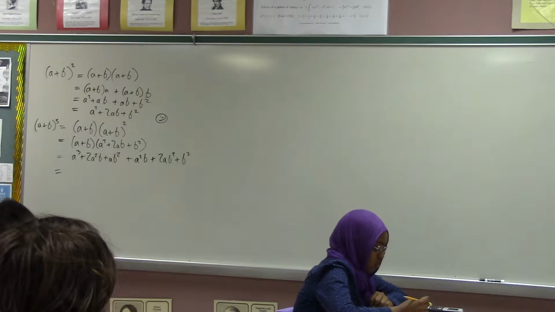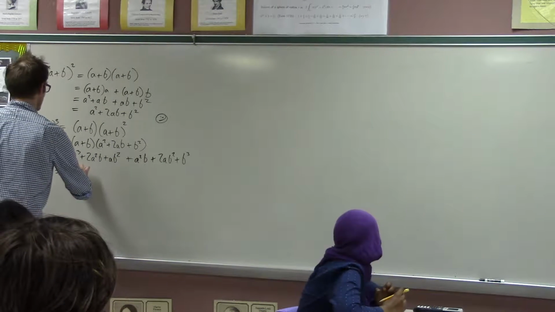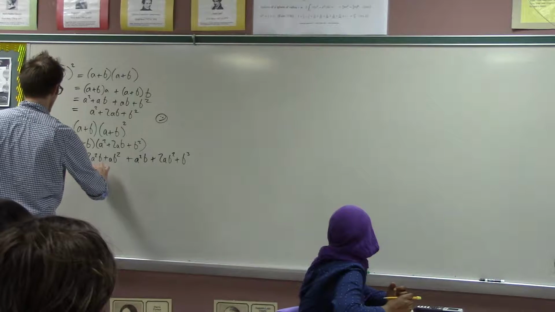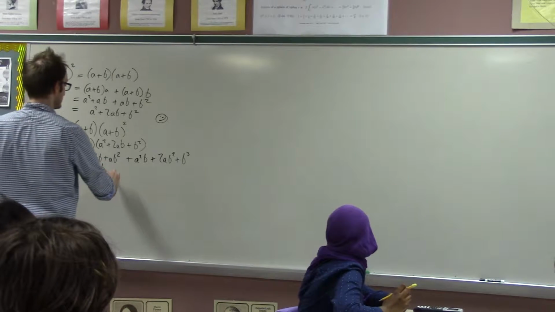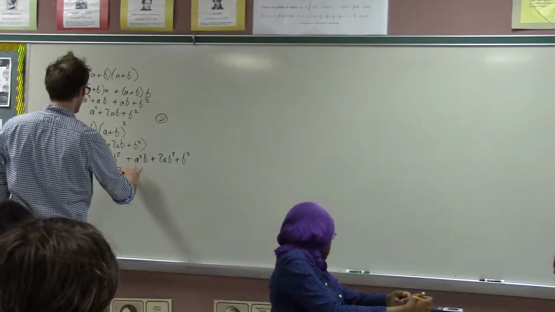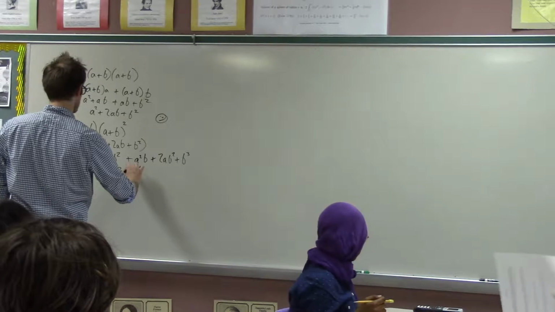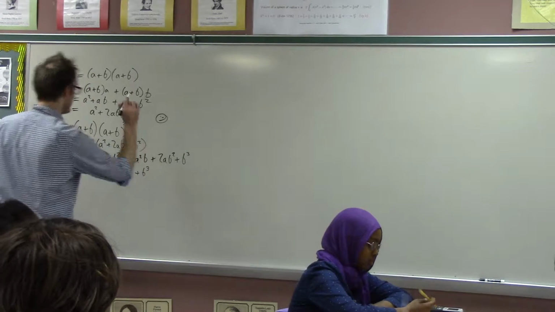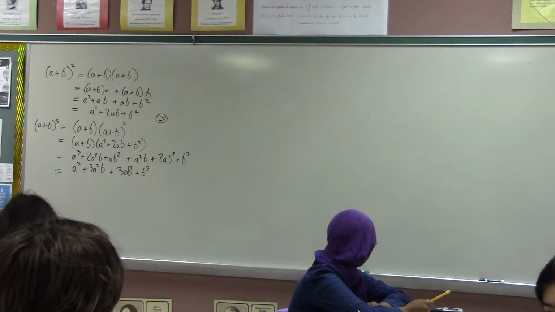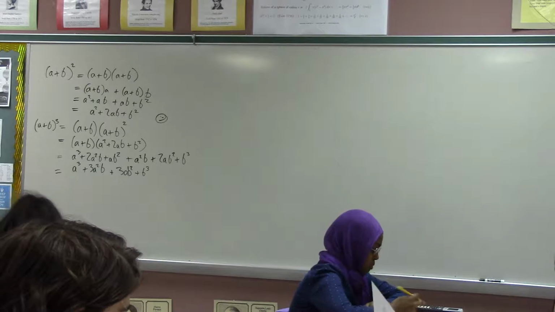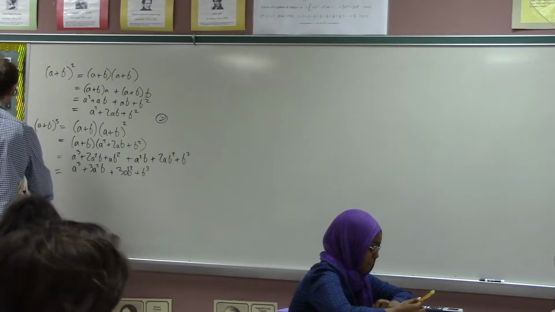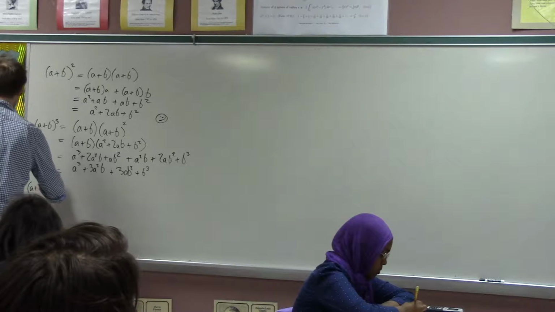Okay, and we get a happy formula, which some of you might just know by heart, because it's a formula which comes up often enough that it's good to know. But if you don't know it by heart, well, there it is. We just computed it out. Okay, let's do another one. What is (a plus b) to the 4th?